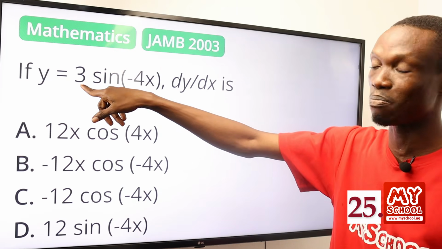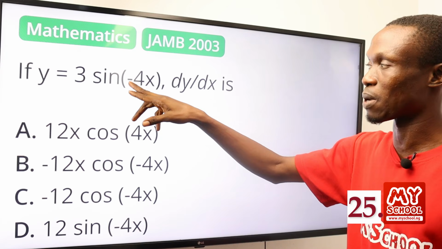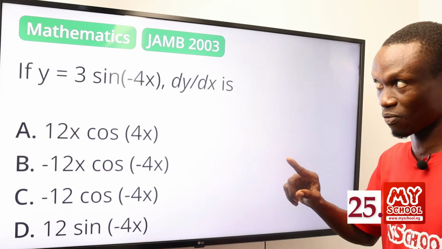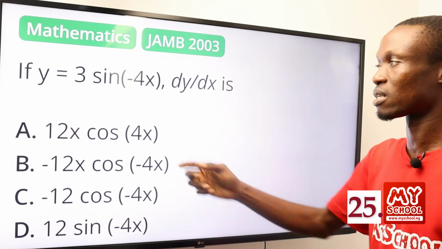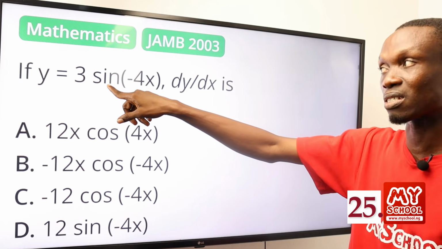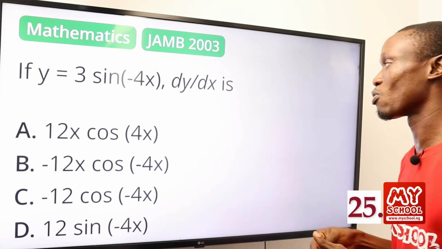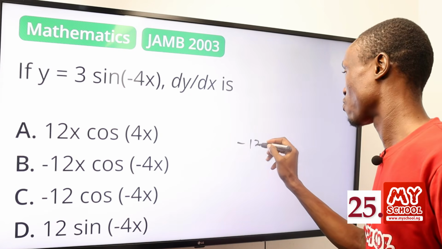In this case, we have 3 behind the sine. So if you multiply minus 4 by 3, that equals minus 12. After you've done that, the next thing is just for you to differentiate the sine. Whenever you differentiate sine, you are going to have cos. So that will now give you minus 12 cos.